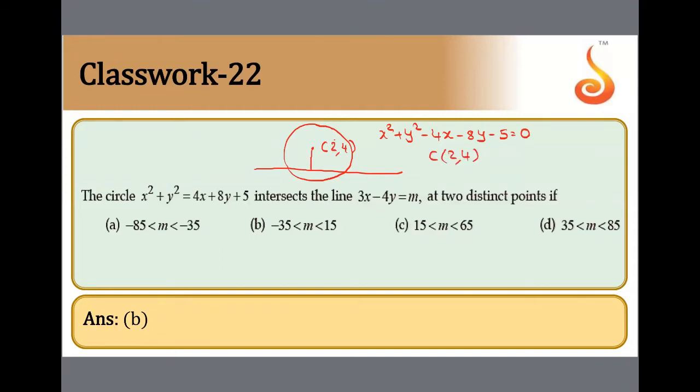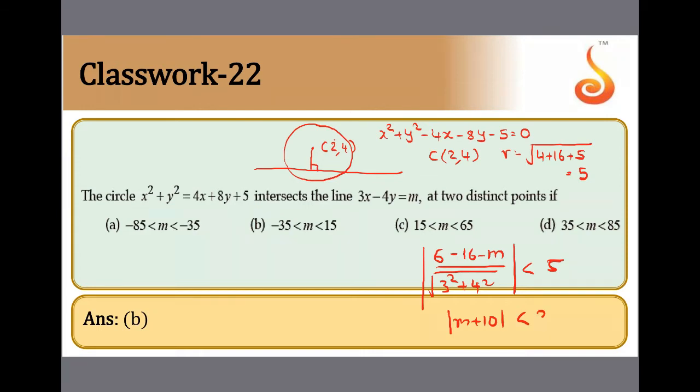You drop a perpendicular. That perpendicular must be less than the radius. What is the radius? Under root of 4 plus 16 plus 5 will give you how much radius? 5. So we write the modulus. Drop a perpendicular: modulus of 2 into 3, 6 minus 16 minus m, by under root of 3 square plus 4 square, is less than 5. Correct? So this will give you modulus of m plus 10 less than 25.